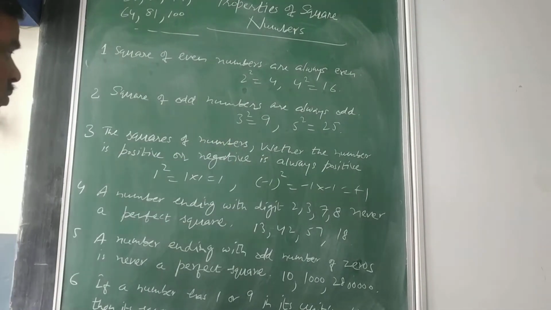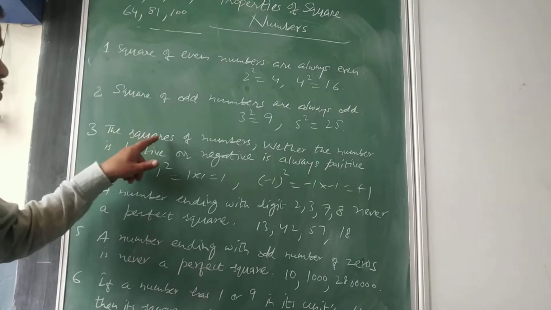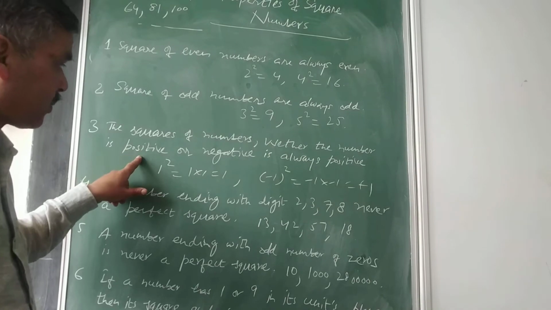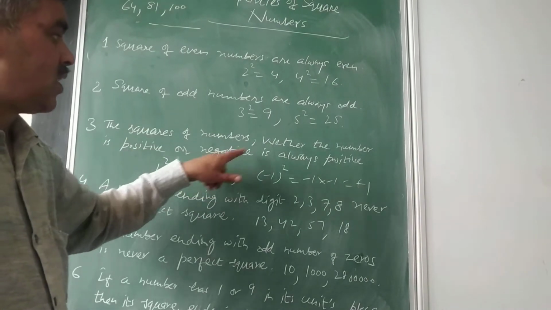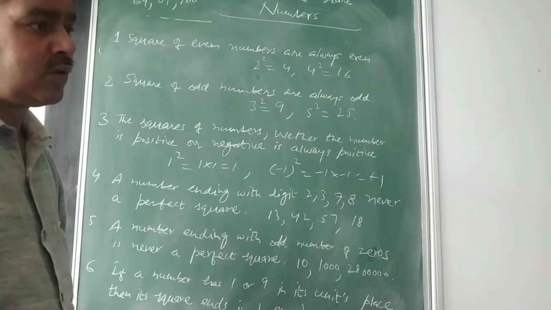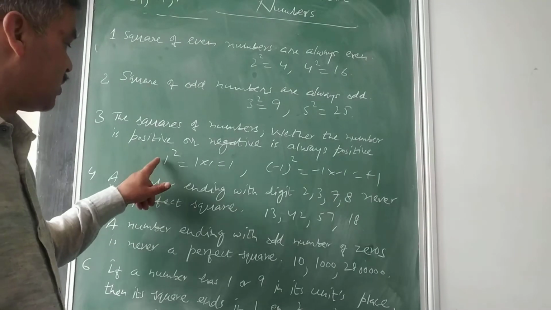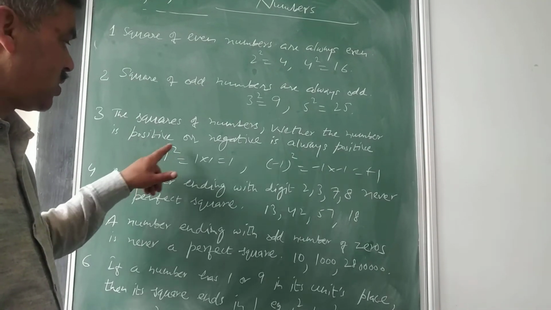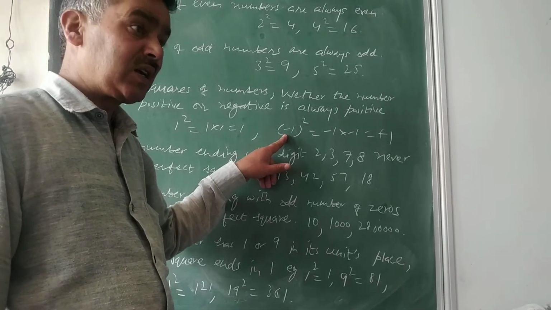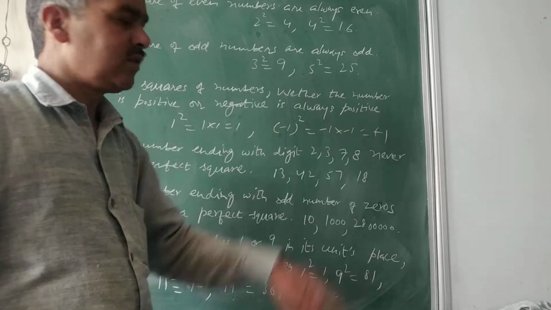The third property is also a very important property. The squares of numbers, whether the numbers are positive or negative, are always positive. So you take the square of 1, I have given you the example. When no sign is there, that is plus, so the result will always be plus. If you are taking the square of a minus number, then the result again will be plus.